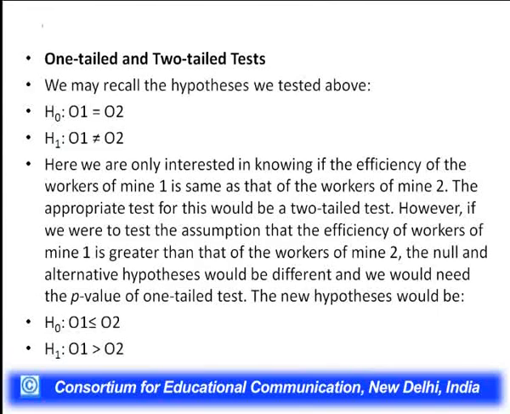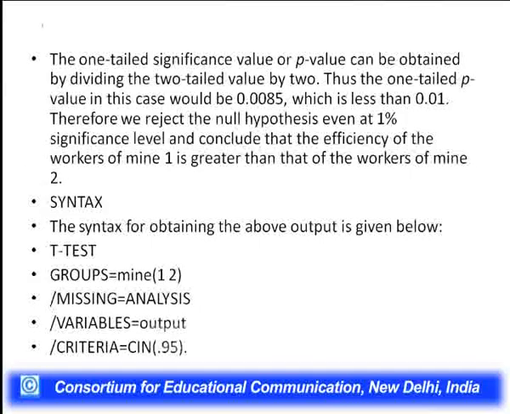If we were to test the assumption that the efficiency of the workers of mine 1 is greater than that of mine 2, the null and alternative hypotheses would be different, and we would need the p-value of a one-tailed test. The new hypotheses would be mu1 is less than or equal to mu2, and mu1 is greater than mu2. The one-tailed significance or p-value can be obtained by dividing the two-tailed value by 2. The one-tailed p-value in this case would be 0.0085, which is less than 0.01. Therefore, we reject the null hypothesis even at 1%, which concludes that the efficiency of mine 1 is greater than that of mine 2.